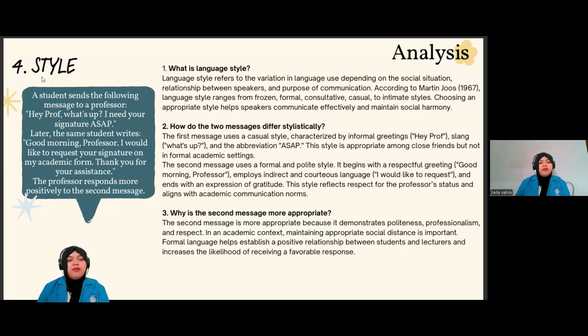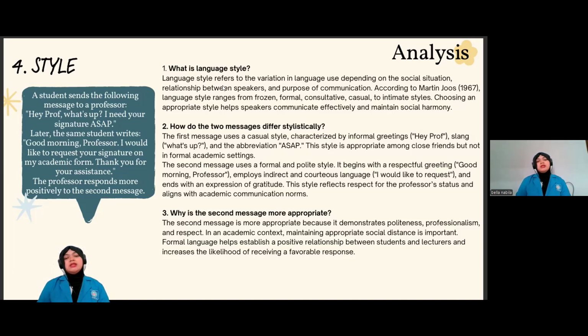Case study number 4 about style. A student sends the following message to a professor. "Hi prof, what's up? I need your signature ASAP." Later, the same student writes, "Good morning, professor. I would like to request your signature on my academic form. Thank you for your assistance." The professor responds more positively to second message.